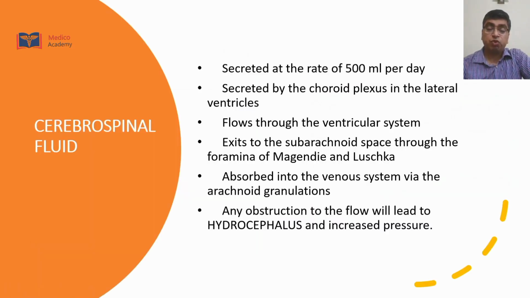The cerebrospinal fluid is secreted at the rate of 500 ml per day by the choroid plexus in the lateral ventricles. It flows through the ventricular system and exits to the subarachnoid space through the foramina of Luschka and Magendie. Any obstruction to this flow will lead to hydrocephalus and increased pressure.